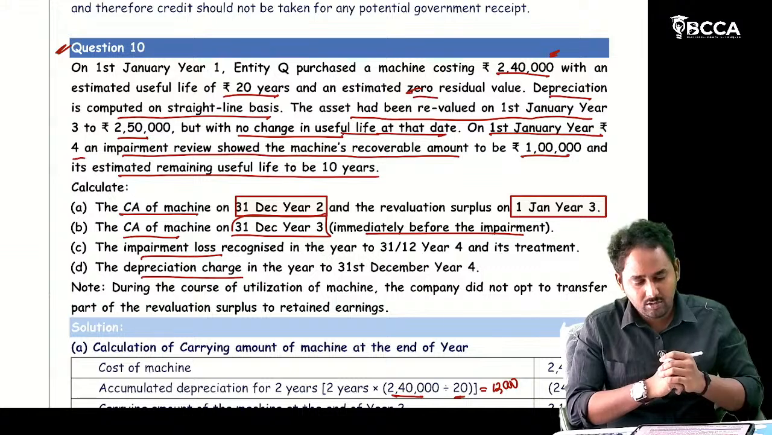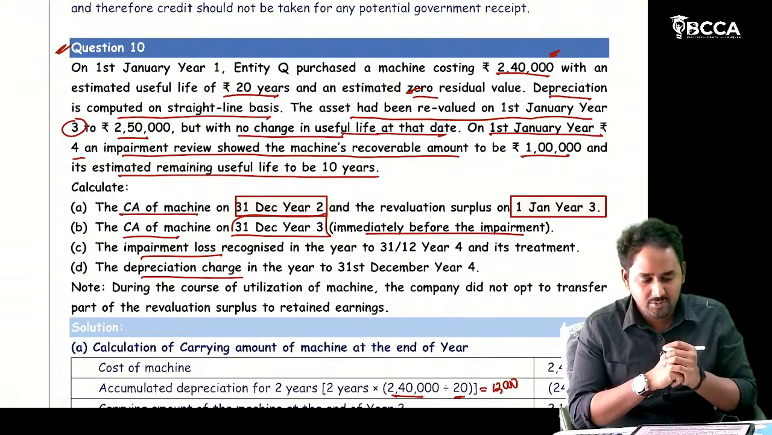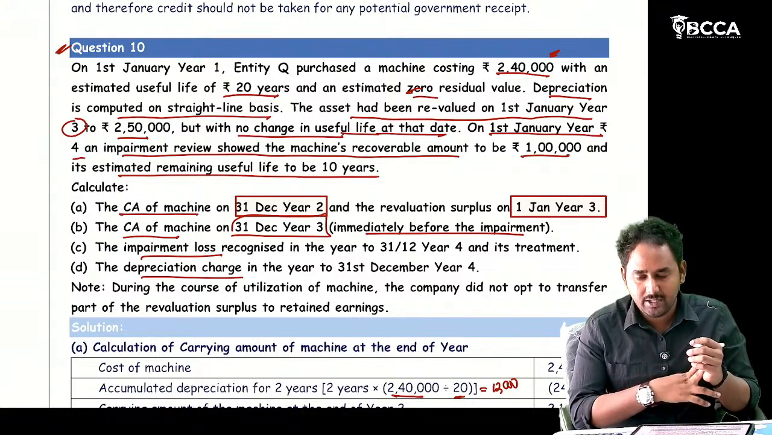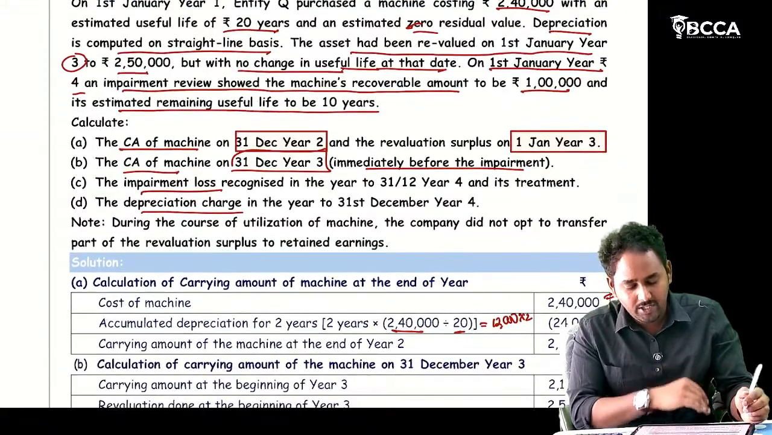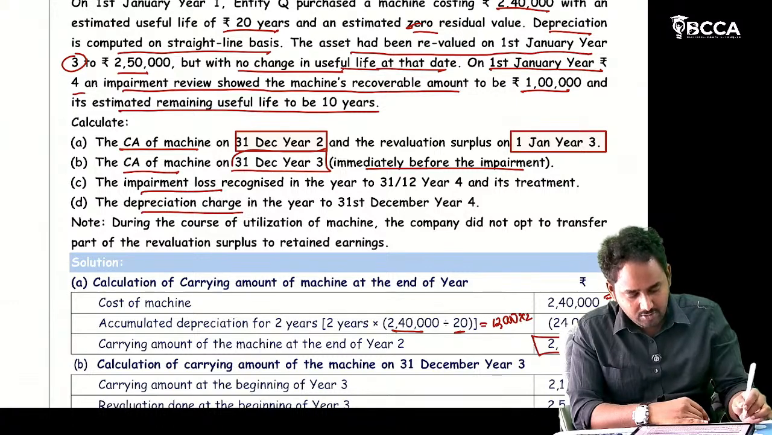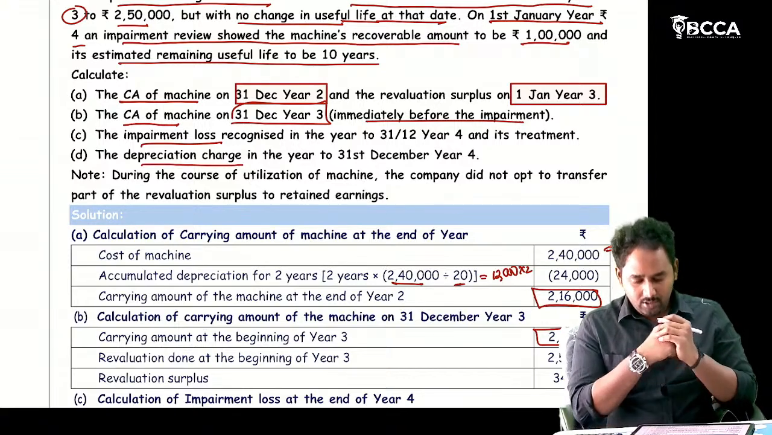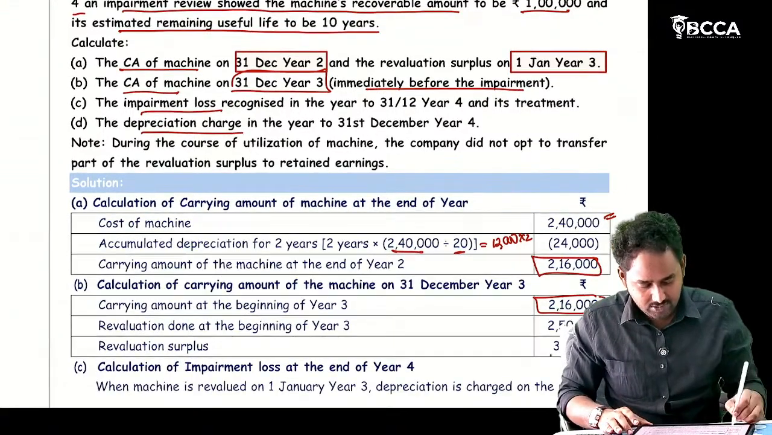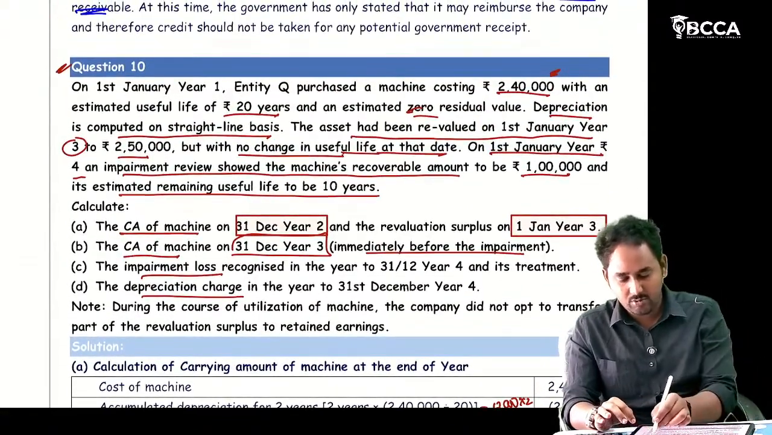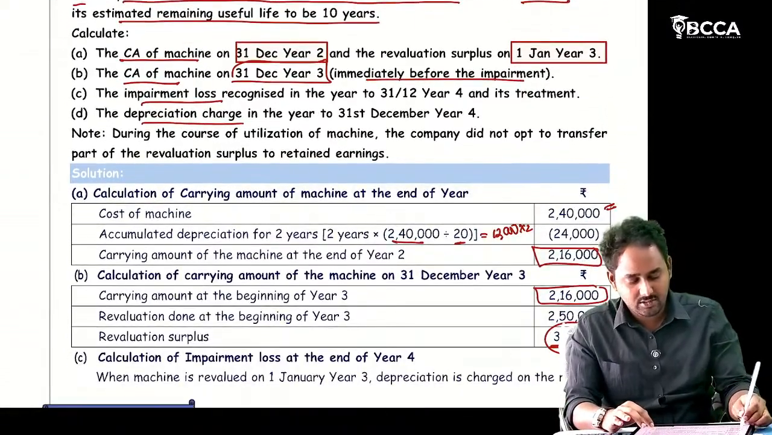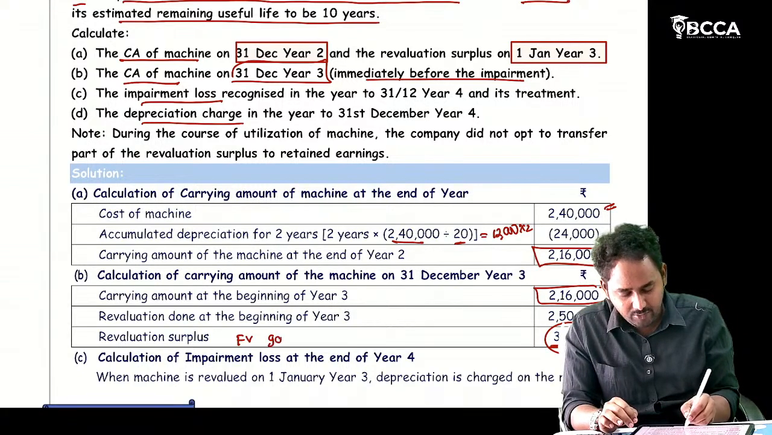Now the asset was revalued on 1st January year 3, which means 2 years have expired, year 1 and year 2. So I need to provide the depreciation for 2 years. Then I got the carrying amount before revaluation, 216,000. I need to give the effect of the revaluation surplus. The revaluation surplus is 34,000 because the revalued amount is 250,000, so 250,000 minus carrying amount 216,000 gives the fair value gain.